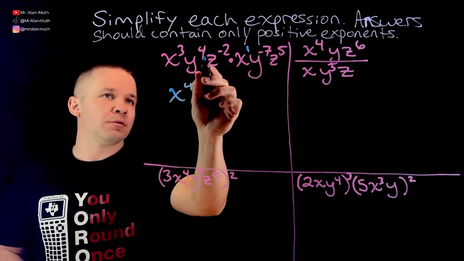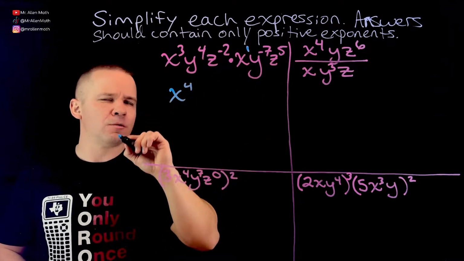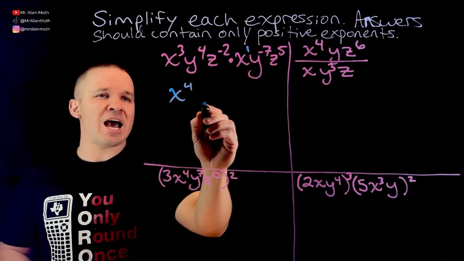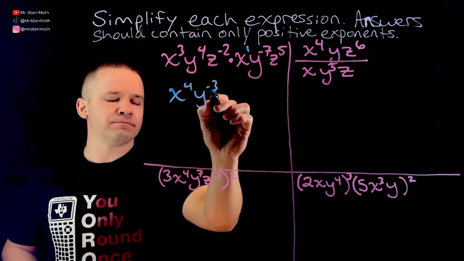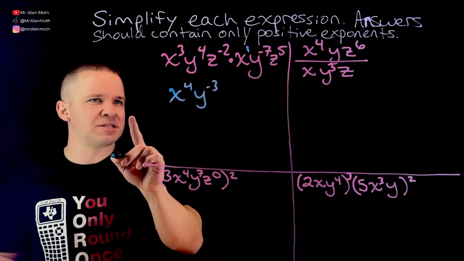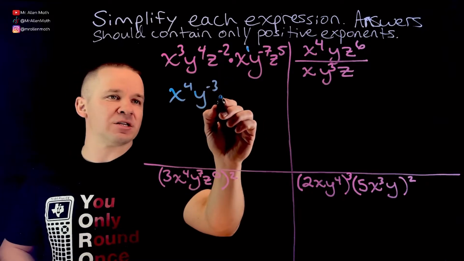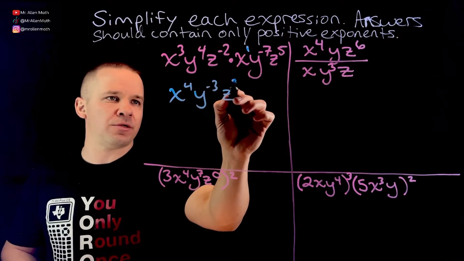y to the fourth, y to the negative seventh. What's that going to be? Well, 4 and negative 7 add up to negative 3. We're not going to be able to leave it like that. We'll deal with it in a sec. z to the negative second, z to the fifth. Negative 2 plus 5 is positive 3. So we get z to the third.